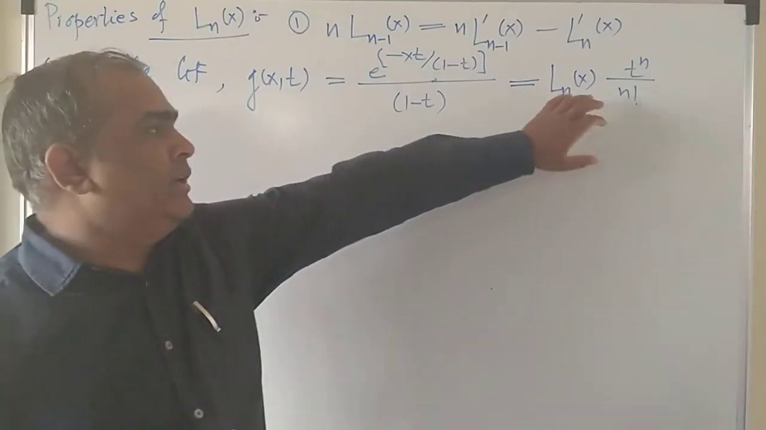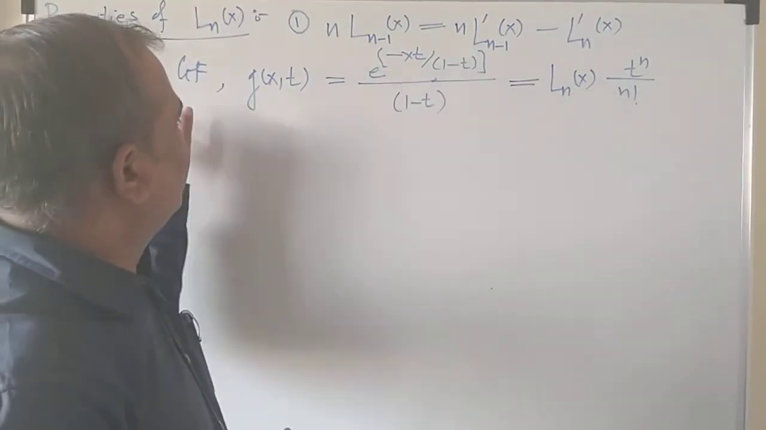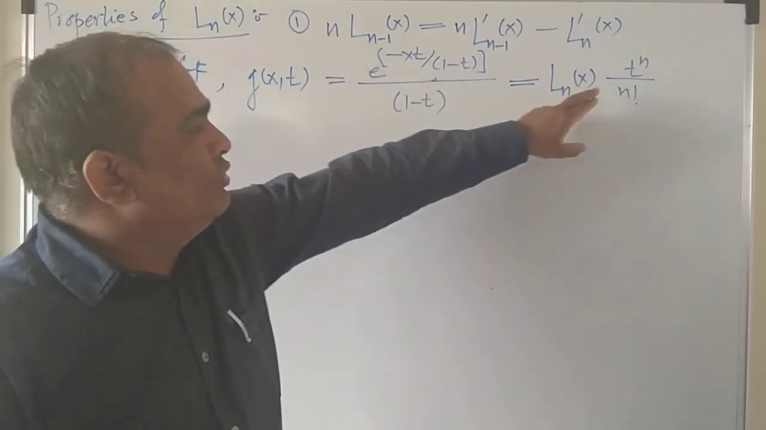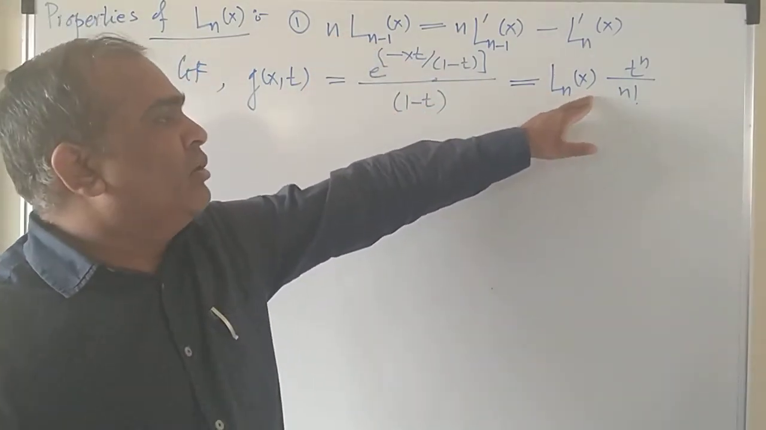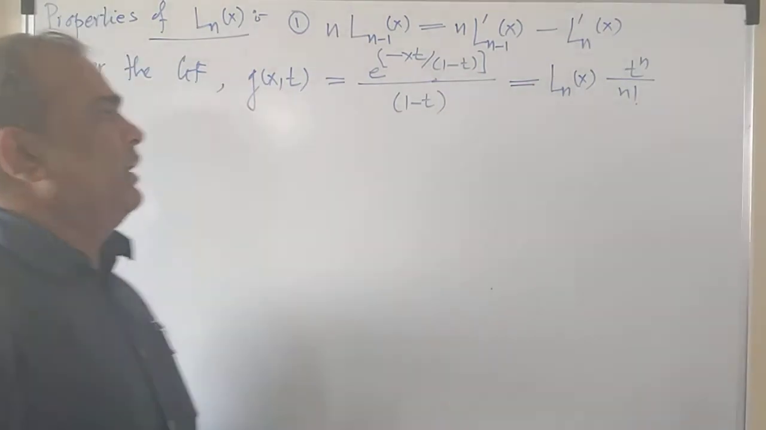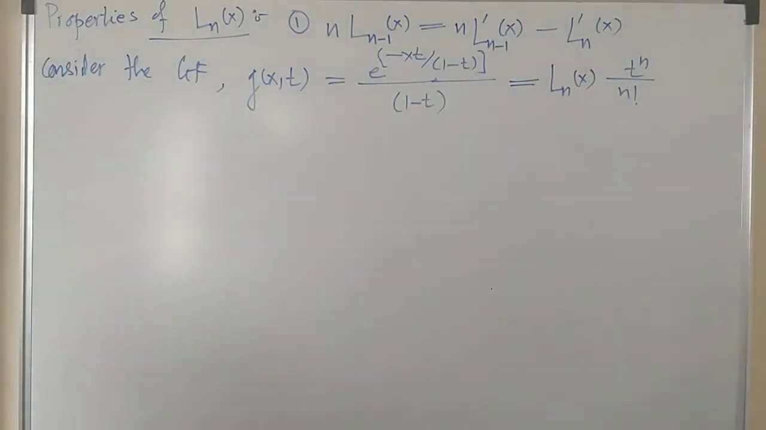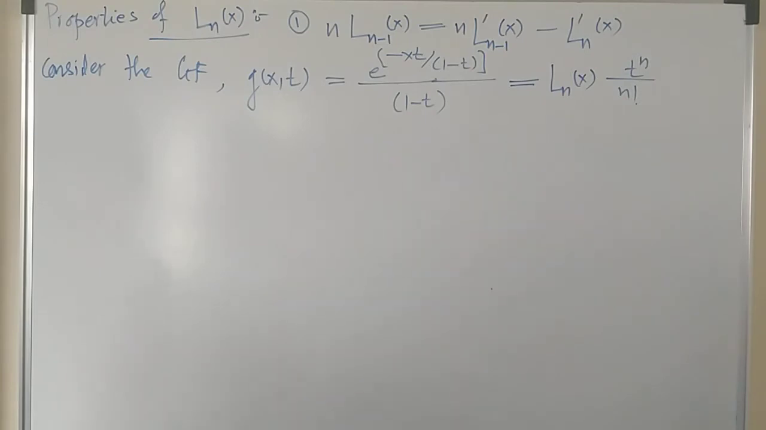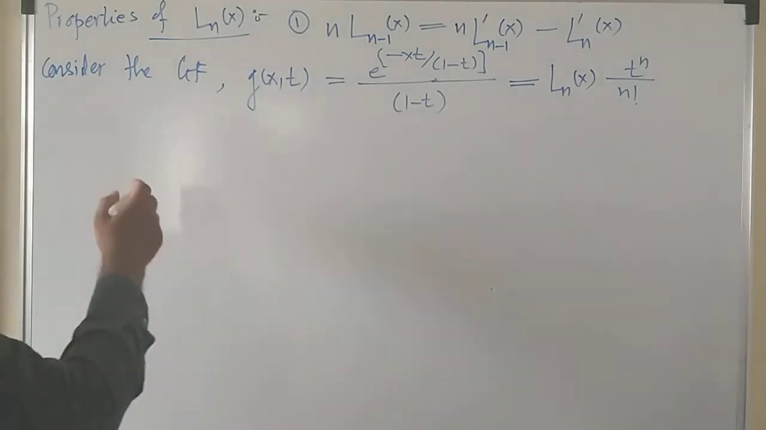So this is also very important. While writing the generating function, I just wrote one side only, so please consider this side also: the sum of Ln(x) times t raised to n upon n factorial, right? If this is the generating function, now differentiate the given generating function with respect to x.